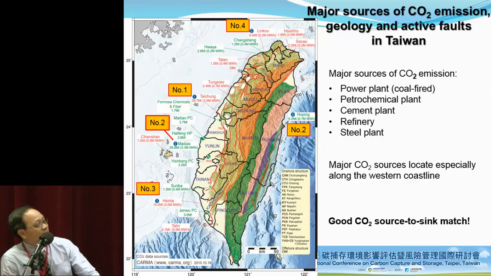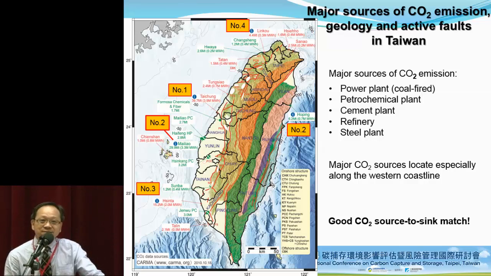But most of the major CO2 stationary sources are actually located along the western coastline. So if we can find good sites for CO2 geosequestration, especially along the coastline, that would be a good option. And the white circles show the gas fields, as I mentioned before. I have to emphasize that those gas fields have been there for a few million years, and they still host gas in place.